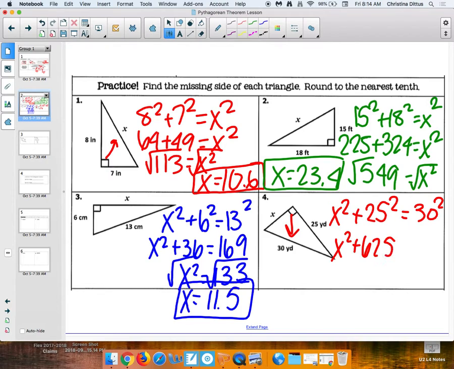625. How about 30 squared? 900. What's my next step? Subtract 625. X squared is how much? 275. Last step, square root. 16.6. Oh, my power, 0.6 rounds up, it's 5. Yeah. Okay, 16.6.